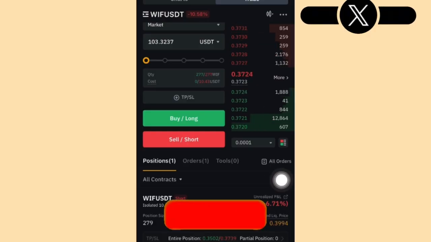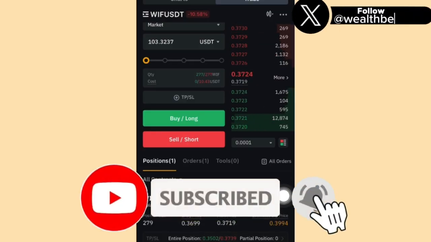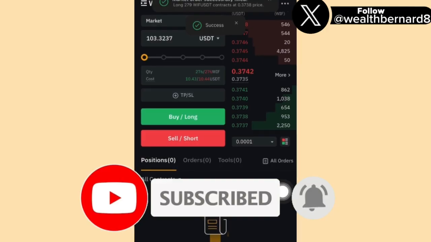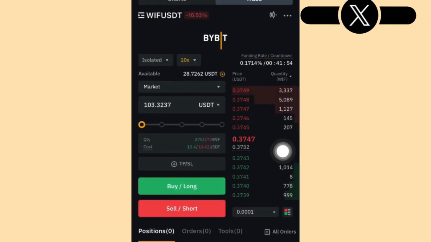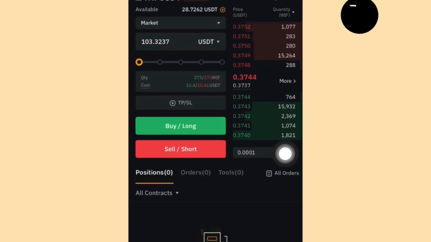So we are still at a loss right now, and I'm going to close this trade because this is going against us, and I've done that very quickly. So now you've actually understood how everything works, basically.